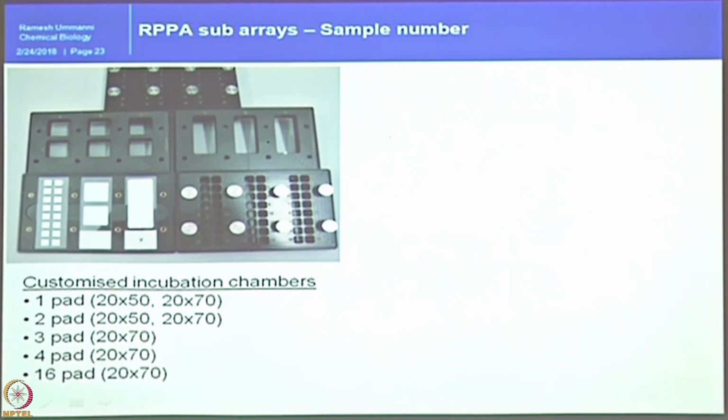You can use one antibody for the entire slide for 2000 samples. If you have only 1000 samples, you can divide them into two groups: 1000 here and 1000 here, and use two antibodies on each slide. And if you have very few samples, you can divide the glass slide into 16 different chambers, so that you can put 16 antibodies on one glass slide with maybe a couple of hundred samples. In that way, you can miniaturize your assay.